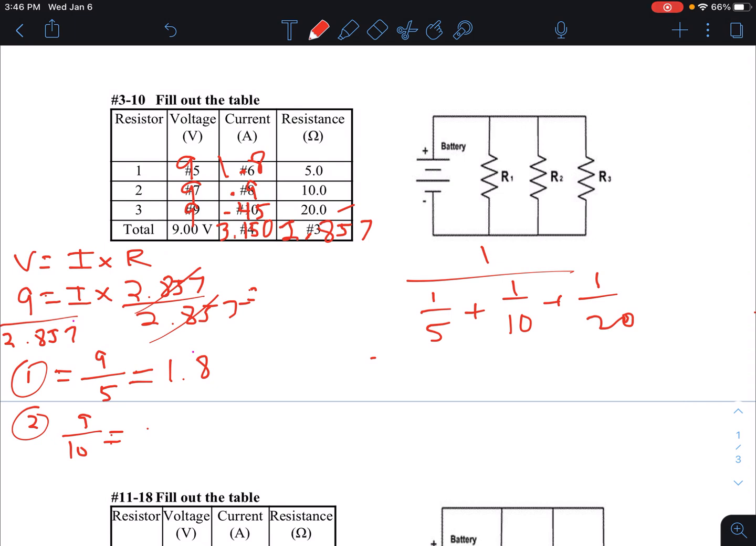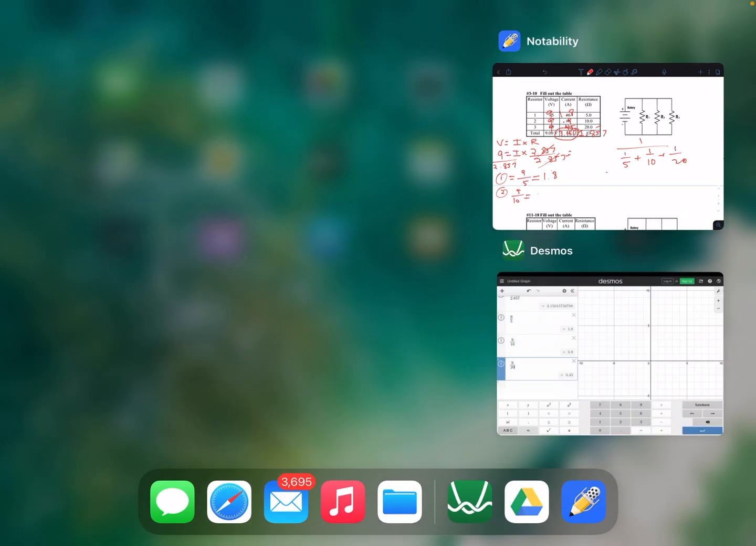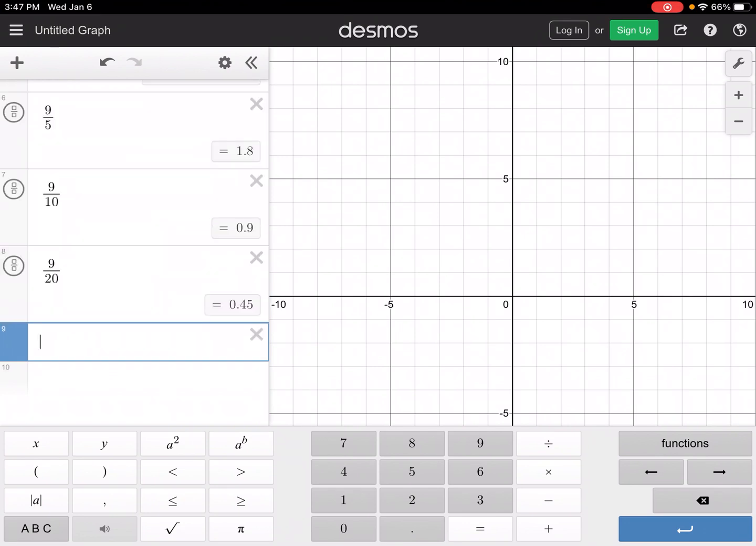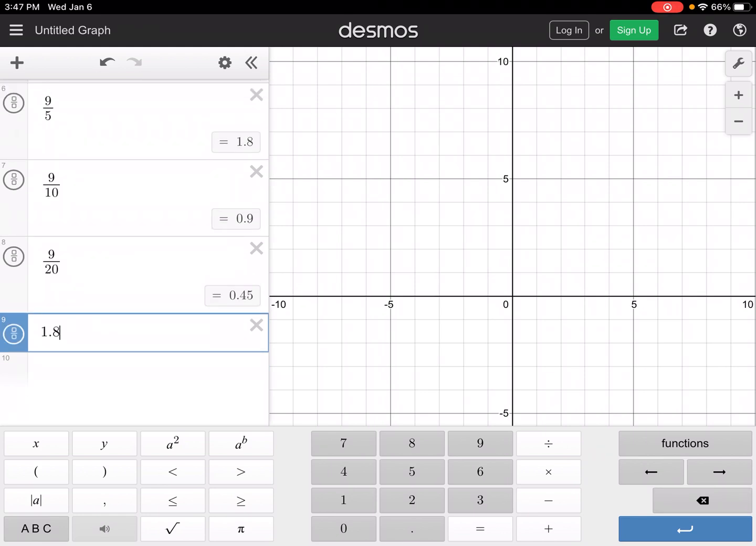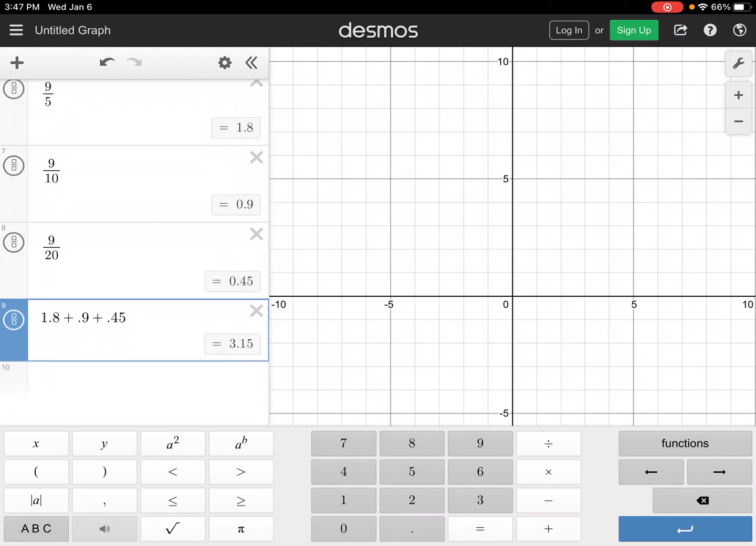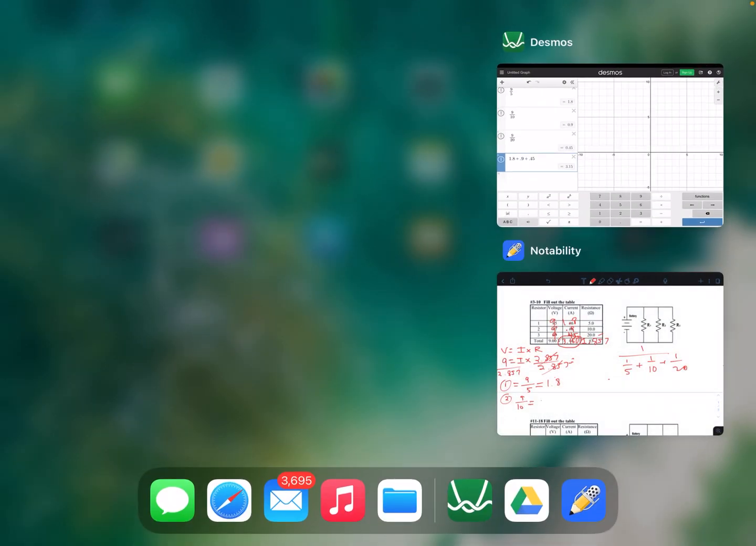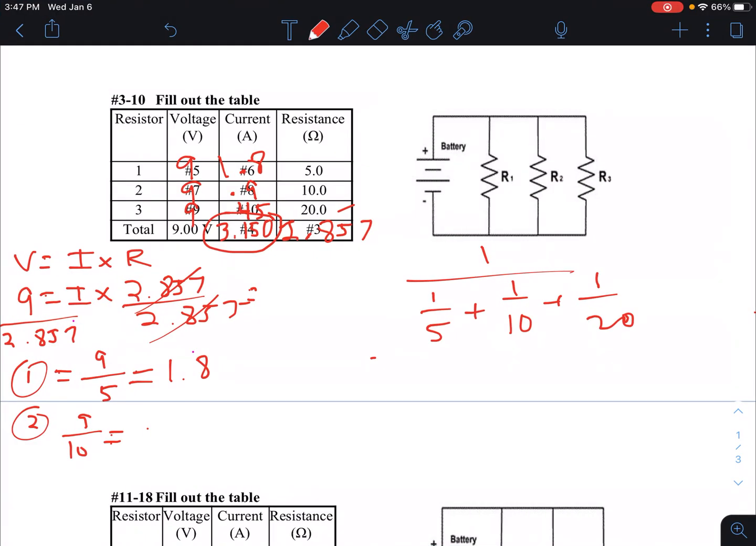And if we add them up, 1.8 plus 0.9 plus 0.45 should give us the total current. Let's see if it actually adds up. 1.8 plus 0.9 plus 0.45 gives us 3.15. And that's exactly what we had, 3.15.